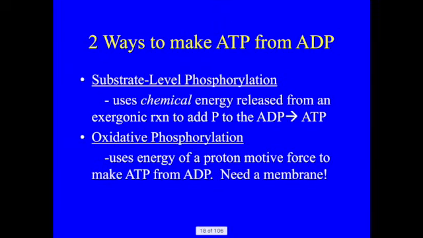So, did I miss anything here? Oxidative phosphorylation uses the energy of a proton motive force to make ATP from ADP. You need a membrane. Substrate level phosphorylation uses energy released from a chemical reaction to power putting ADP and its phosphate group back together. Oxidative phosphorylation uses a proton motive force across a membrane. And you don't need a membrane for substrate level. You do for oxidative phosphorylation.